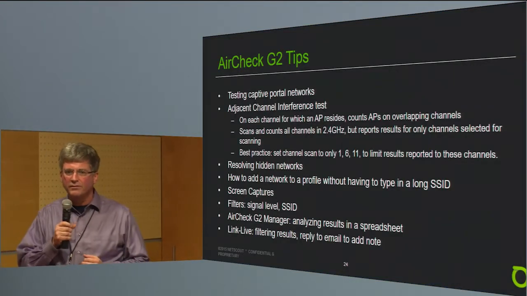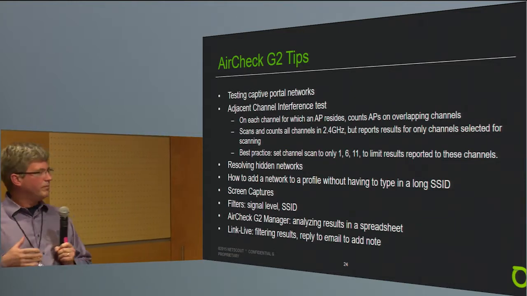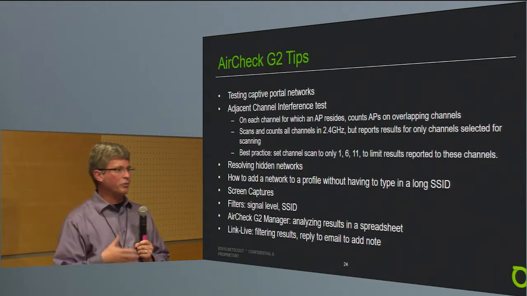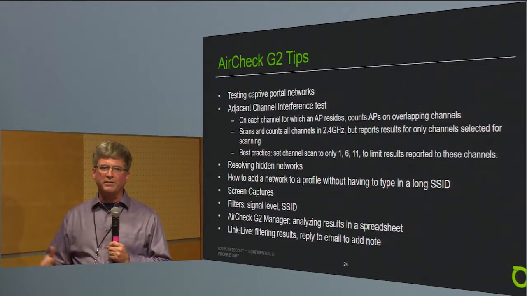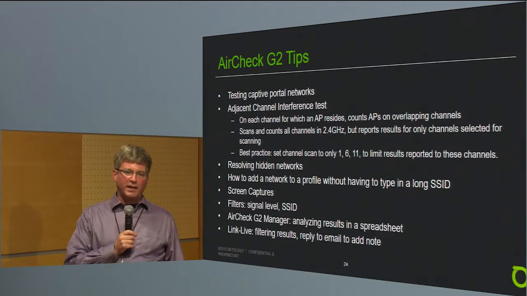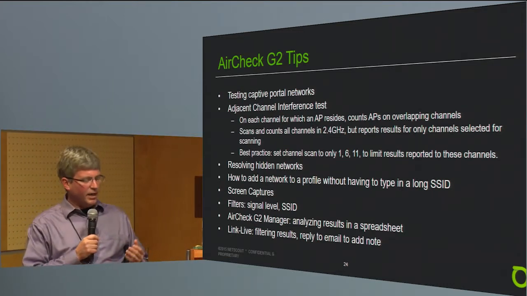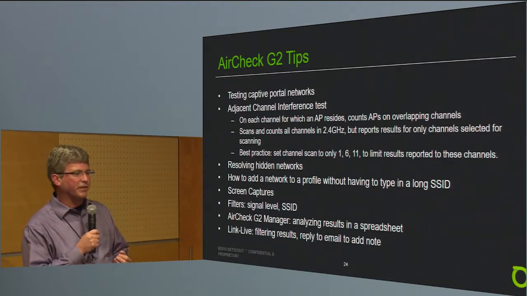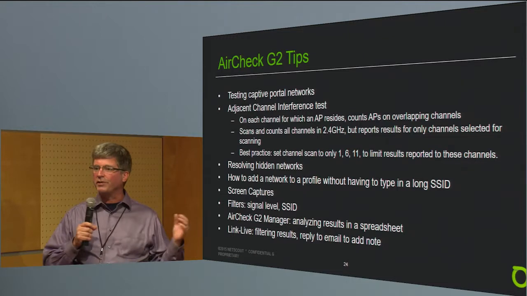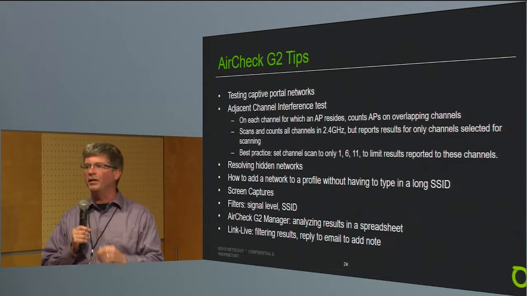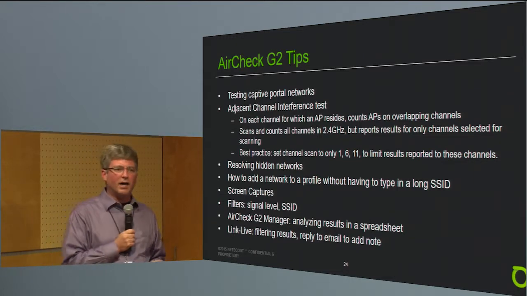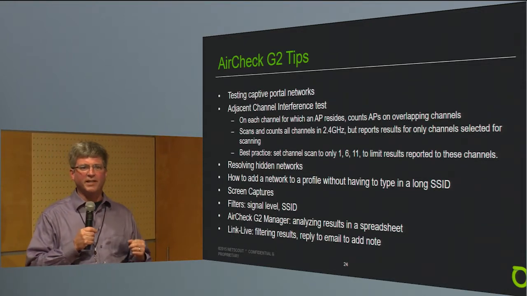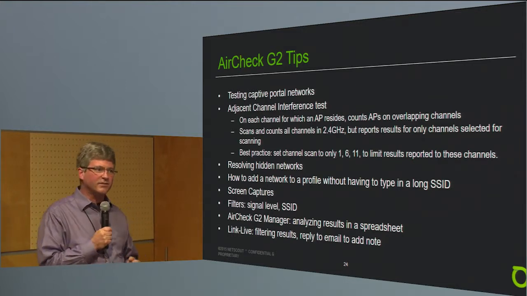Resolving hidden networks. The AirCheck can find hidden networks, and by default it will report them basically as hidden in the BSSID of the AP it found. It can resolve the SSID, and it does this in a couple of different ways. One way is not so fast, the other way is much faster. The not so fast way is if there's client traffic: if it detects clients connecting to a hidden network, it can pick up that traffic and resolve that this particular BSSID has a hidden SSID, and this is what that SSID is.